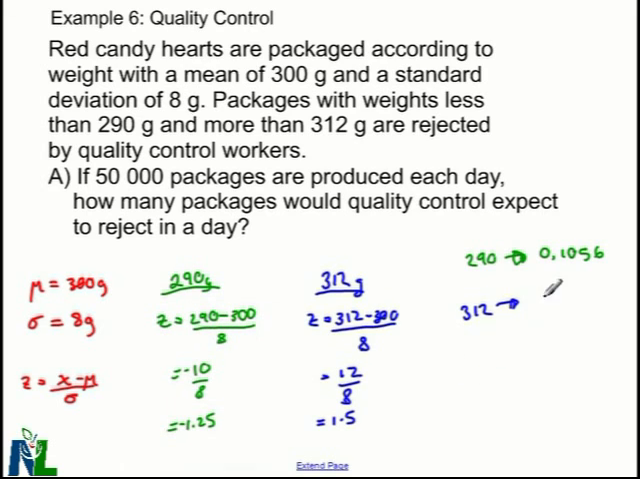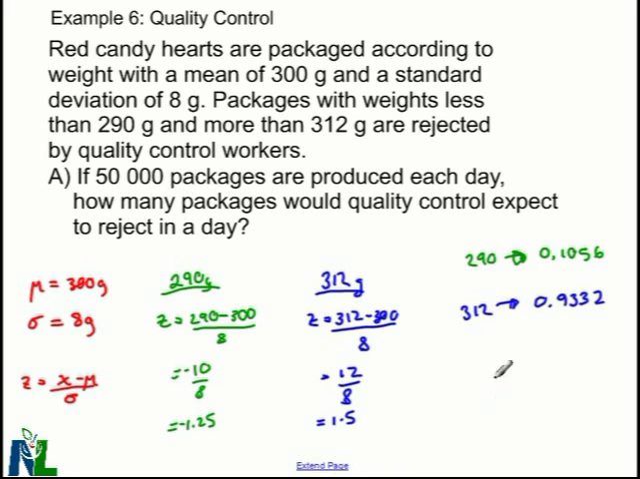So here I've got 0.9332. So these give me the upper and lower bounds for the packages that I can keep and the ones that I have to reject. So I know that 10.56% or 0.1056 will be below 290 grams. So I need to figure that number out first.